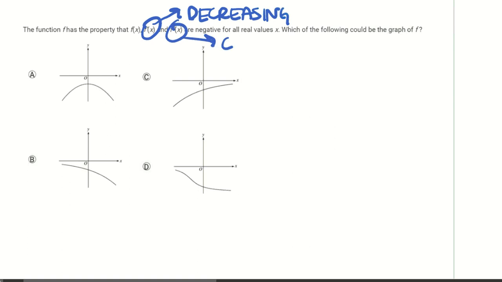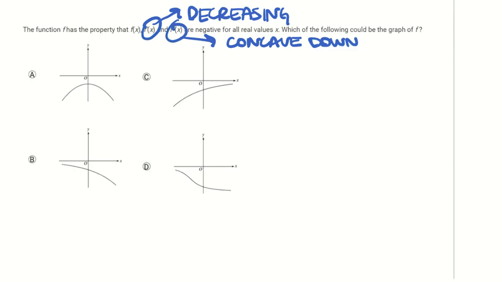F double prime being negative means I'm looking for something that's concave down. And f being negative, well, I know that means that the graph needs to be beneath the x-axis, but that's true for all 4 of these. I think there was a 5th answer choice originally on this problem, and I removed it because it was above the x-axis, and I just didn't think that anyone was going to get fooled by that. Okay, so decreasing and concave down, that's going to be this one.